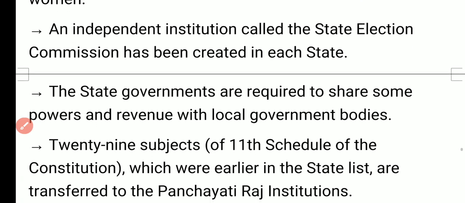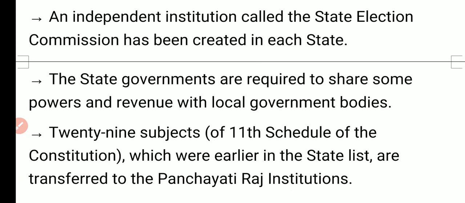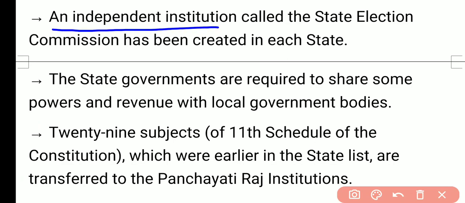The next change that took place after 1992 is that an independent institution called the State Election Commission, SEC, has been created in each state, and the main responsibility of this State Election Commission is to conduct free and fair elections at regular intervals for the local bodies, or the third tier of the government.